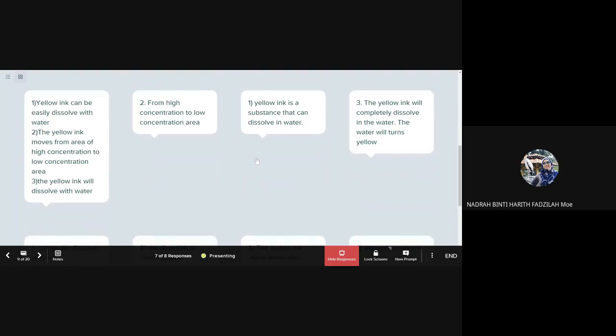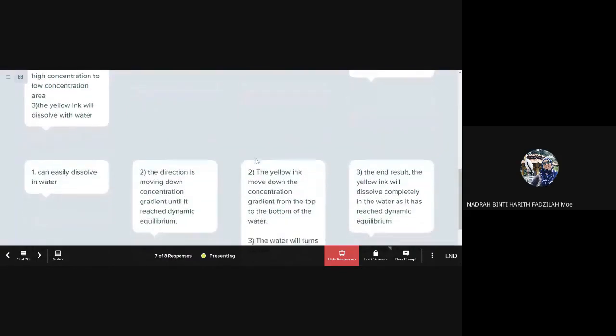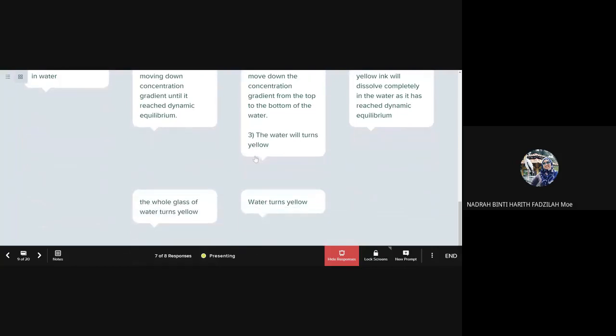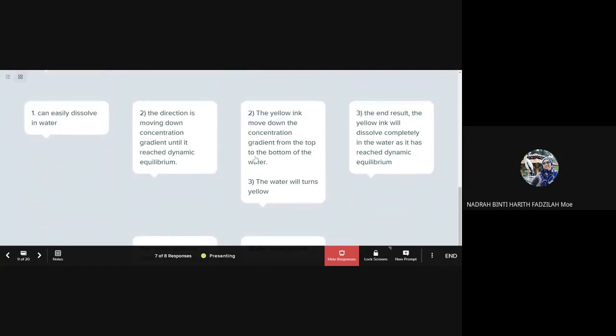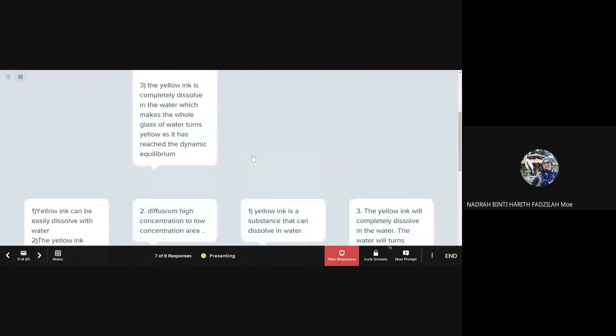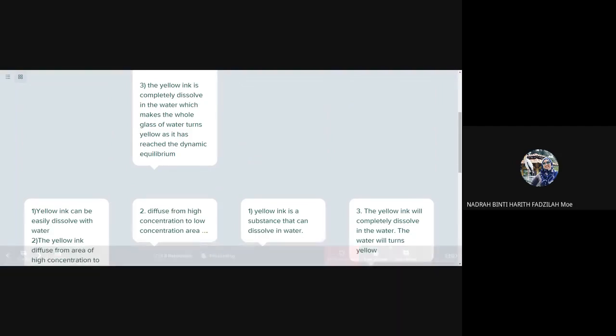Instead of move, we use the verb diffuse. Let's get used to it. Instead of move, we use diffuse, because this is a simple diffusion.